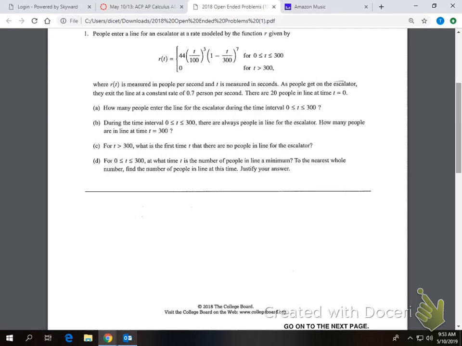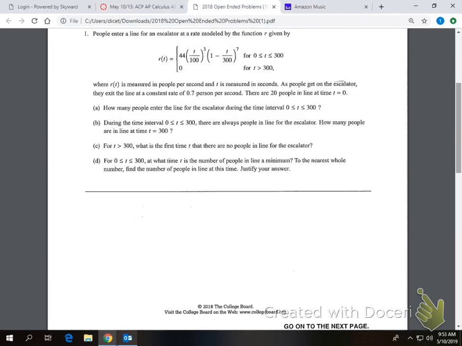Here it is. People enter a line for an escalator at a rate given by this function. So what you're noticing is in the first 300 seconds, it has a rate, and then all of a sudden, after 300 seconds, people are no longer entering the line. Okay? So that's the rate.